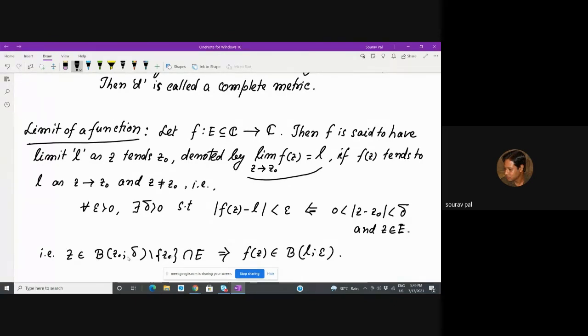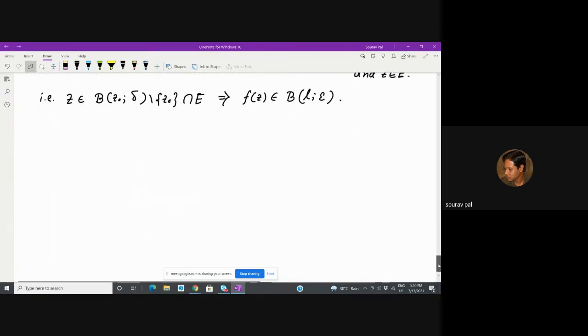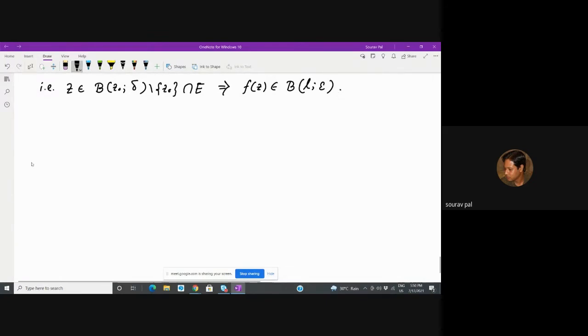When z approaches z naught inside the domain, and z naught may be outside the domain, it does not matter, f(z) will approach L. So this is the fundamental thing, and we shall remember this. We are going to define continuity next. But before that, I am telling you one thing. Whenever you are in a metric space, the limit of a function can be characterized by means of sequences. That is what is called the sequential criterion. So what is that?